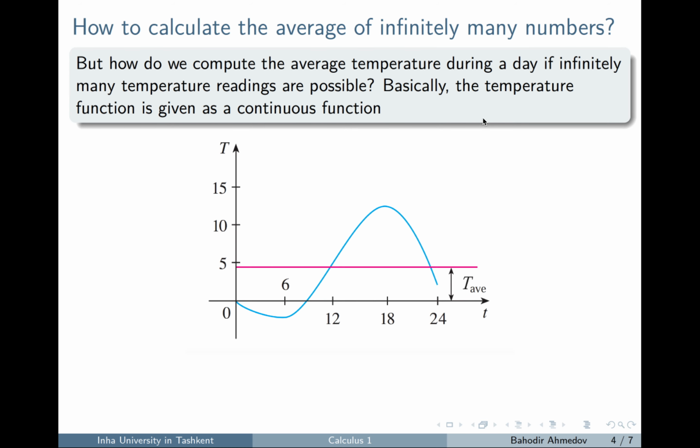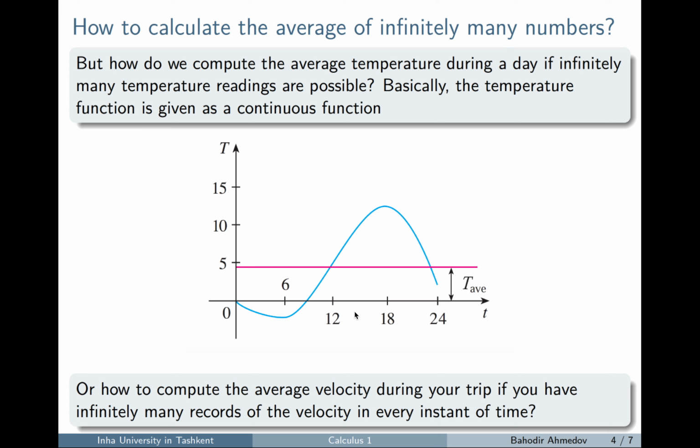Now what happens if I'm given infinitely many numbers and I would like to find their average? For example, let's say we're given a function of the temperature during the day and you have infinitely many records of the temperature during that day. Or, for example, you go to another city and during your trip you record the velocity at each instant of time, and then you want to know the average velocity during the trip. So basically we're going to have infinitely many records of the temperature or the velocity, and then we would like to calculate the average temperature or the average velocity.